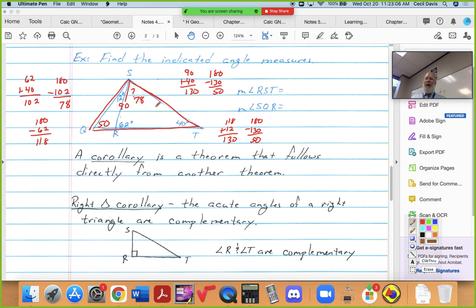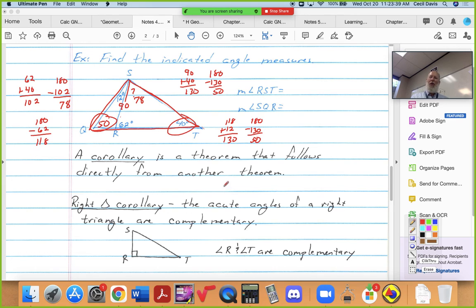Okay, interesting. What kind of a triangle is the whole big triangle then? Right. It's a right triangle because it has a right angle in it. And I want you to notice something. The big triangle has a right angle, and it has two acute angles, right? 40 and 50. What's 40 plus 50? 90. So if I have a right triangle, the other two angles add up to 90.